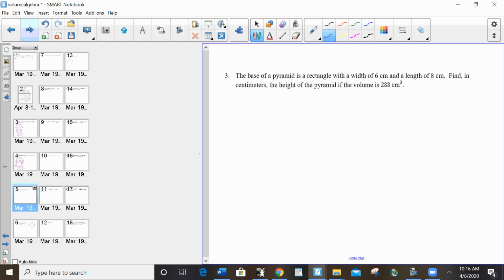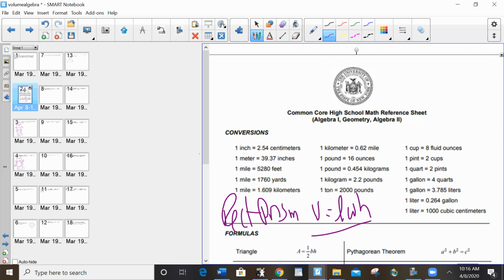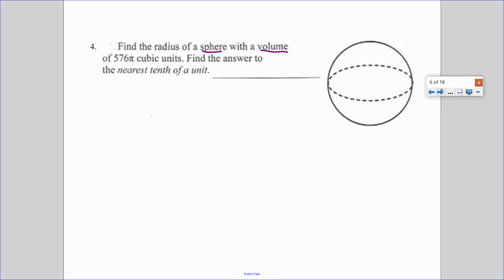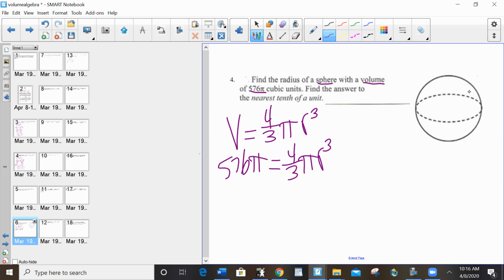All right. Sphere. It's telling me the volume of a sphere. So I go to my reference sheet. Volume of a sphere, V equals 4/3 pi r cubed. So the volume is 576 pi equals 4/3 pi r cubed. So the algebra on this one's a little tricky, which is why I'm going to go over it.